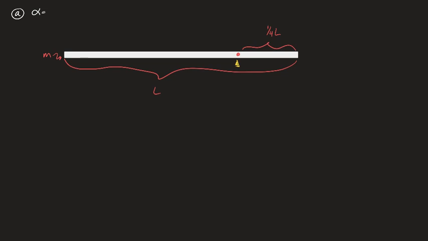Of course, if I let it go and watch it for a moment, it will swing downwards, to something like that. Pivot point still here. It's now spinning about that pivot point.